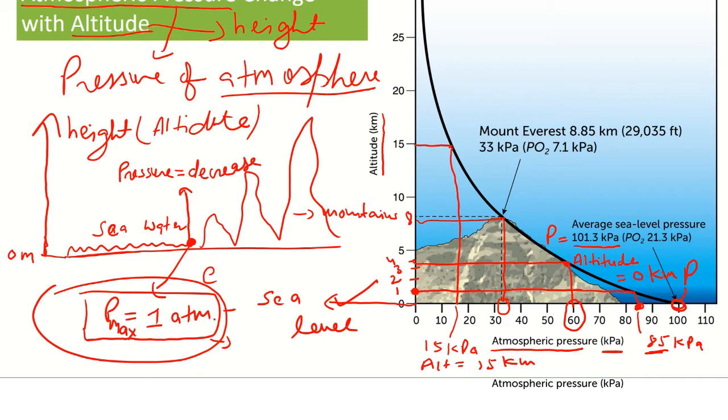So the graph between the altitude and the pressure is like this. It is decreasing. This is the graph between the altitude and the atmospheric pressure. This graph is always like this, the decreasing graph. Here this is the pressure and this is the altitude, so the graph will be decreasing.